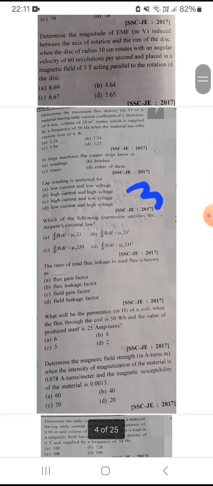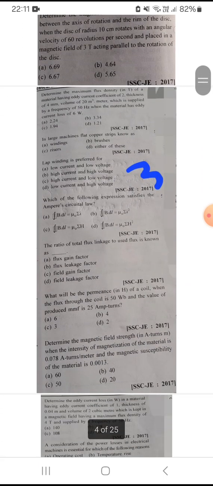Next, determine the maximum flux density in T of a material having eddy current coefficient of 2, thickness of 4 mm, volume of 20 meter cube, and which is supplied by a frequency of 50 Hz when the material has eddy current loss of 6 watt.